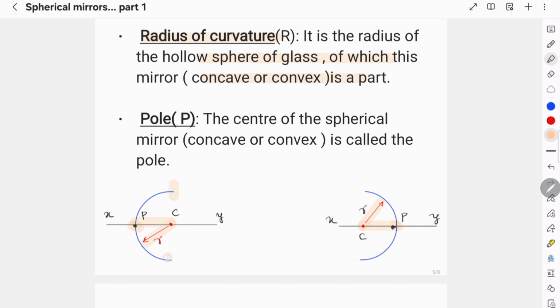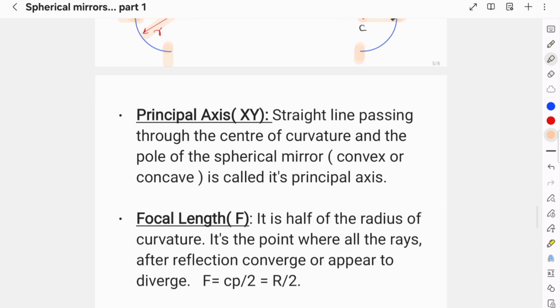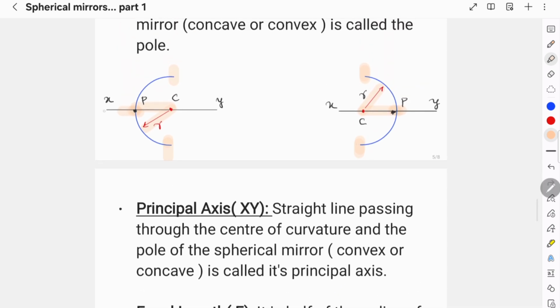So the mirror is from here to here and the pole is the center. From here to here we have the mirror and this is the center part of the mirror. So this is called the pole. It lies on the principal axis. Now this XY is the principal axis. The principal axis is a straight line passing through the center of curvature and the pole of the spherical mirror. So this XY line is passing through the center of curvature and the pole. So this is called the principal axis.